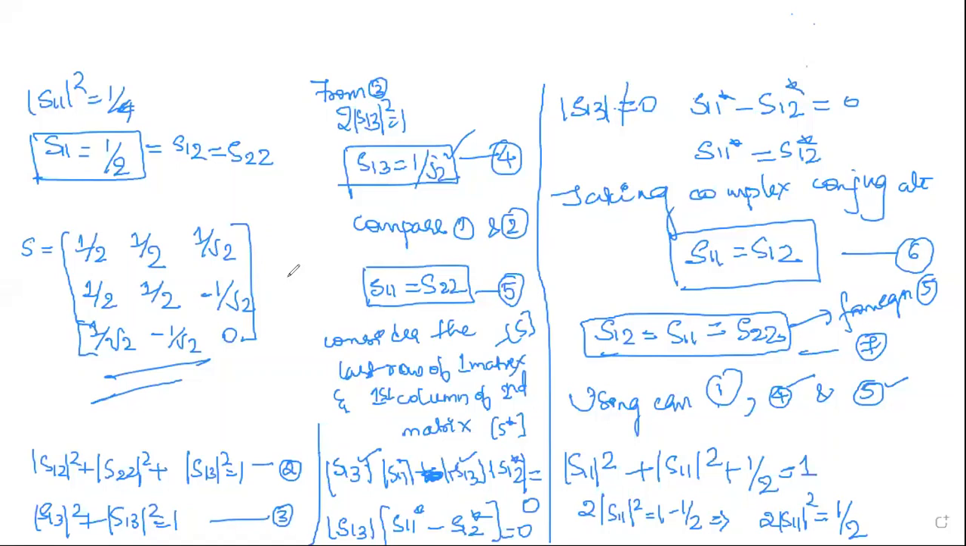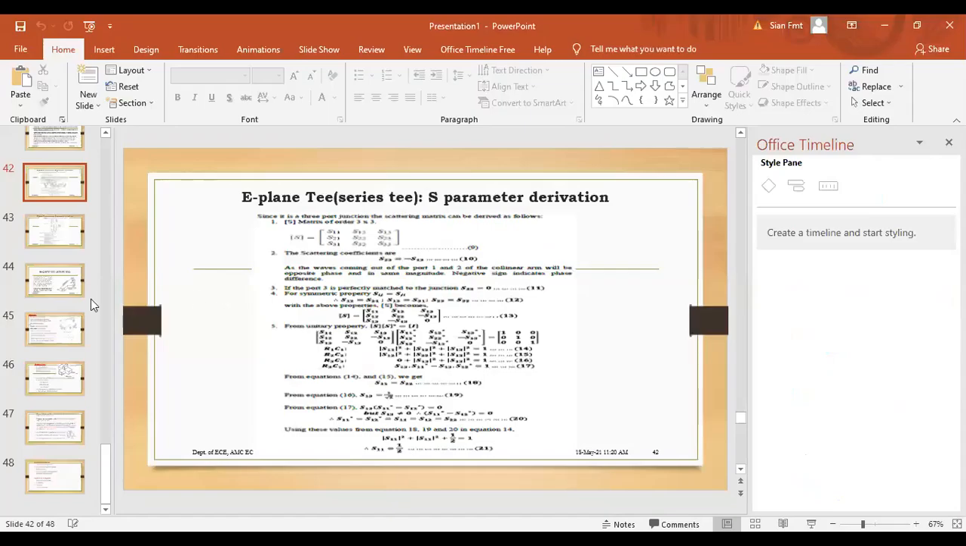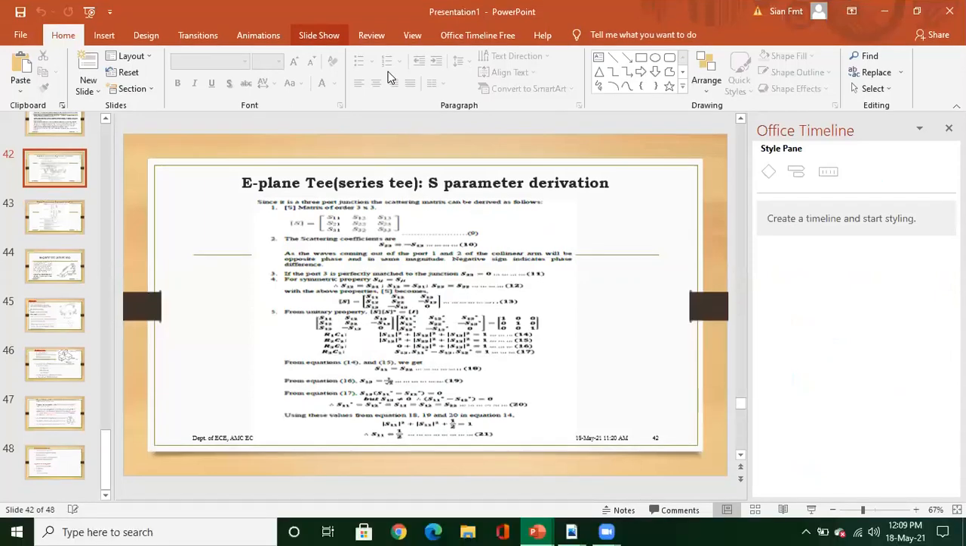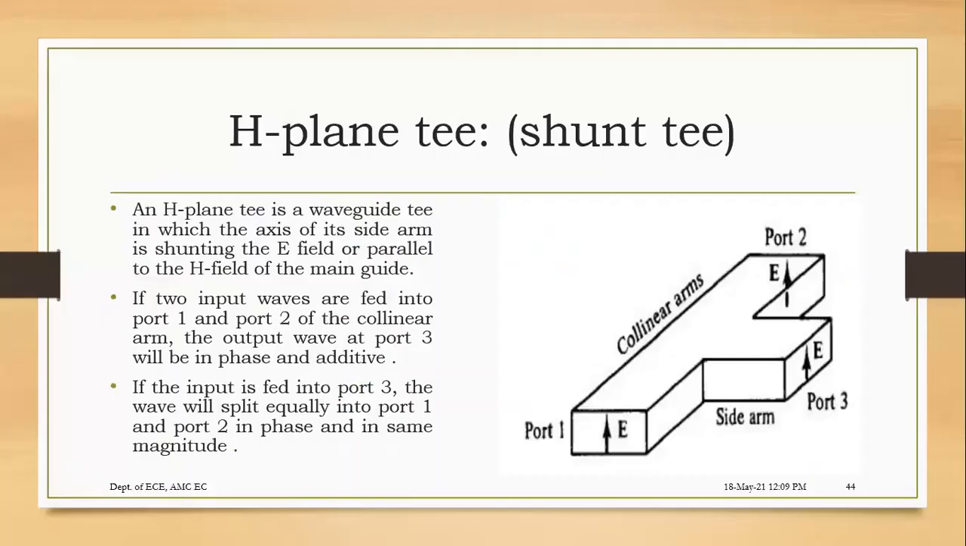Okay. So I'll clear the screen. Moving on to the next topic, that is one more type of magic T or waveguide T, that is your H-plane T. E-plane T was called a series T. This is just the opposite. You will call your H-plane T a shunt T.